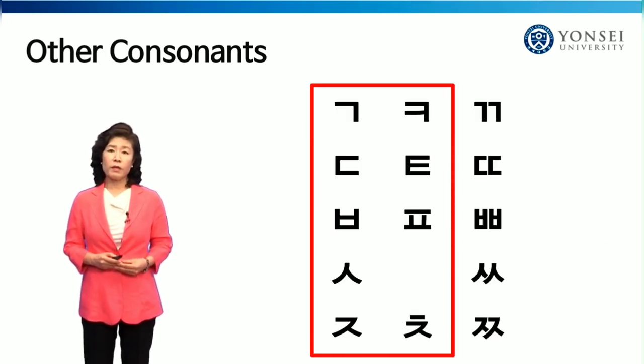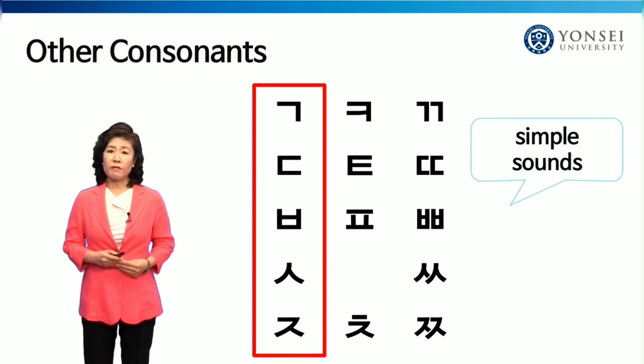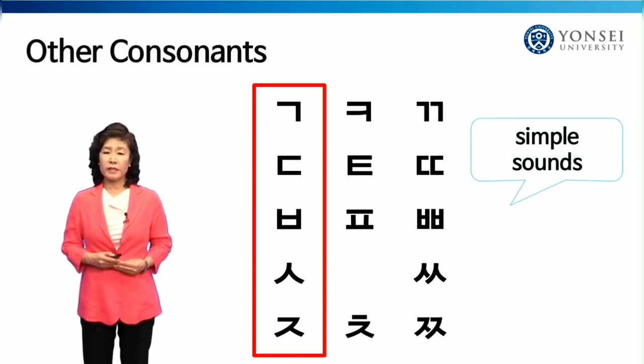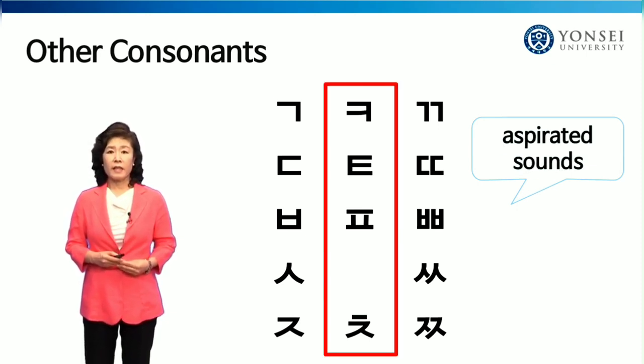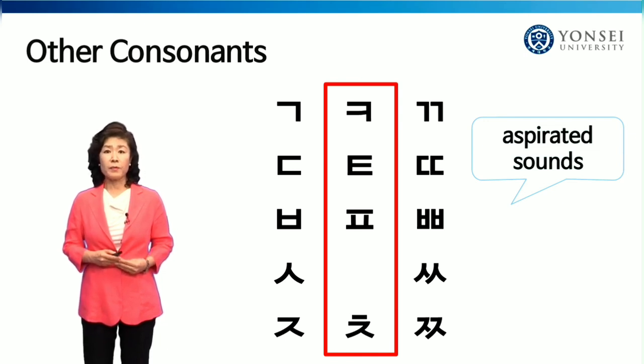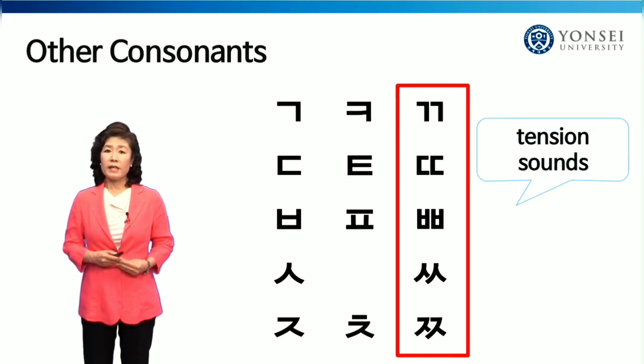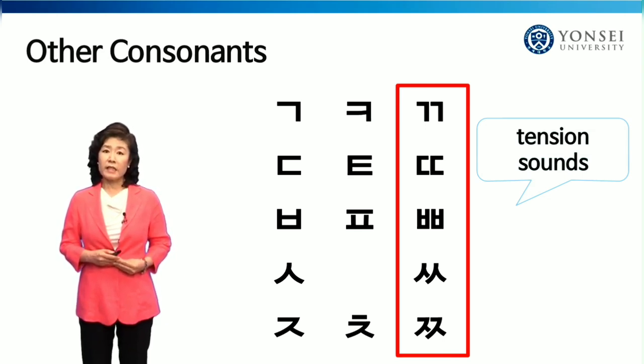In this table, we already covered these parts when we studied the 14 consonants. These 5 consonants are simple sounds. The letters in the next row are aspirated sounds. There are letters that represent tension sounds that are voiceless. These letters are formed by overlapping simple sounds to make a tense sound. Now, let's practice by combining them with the vowel A.